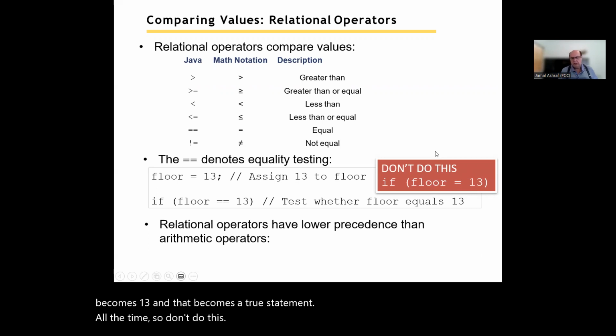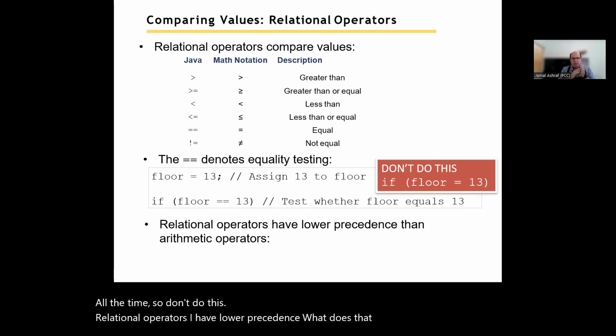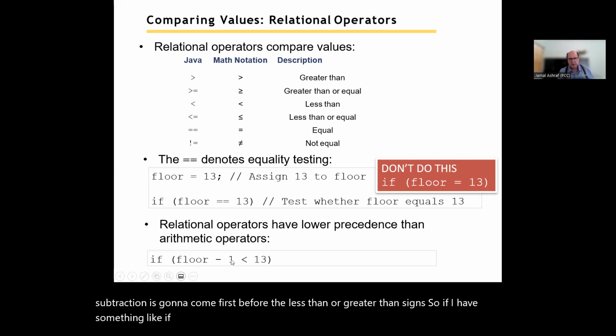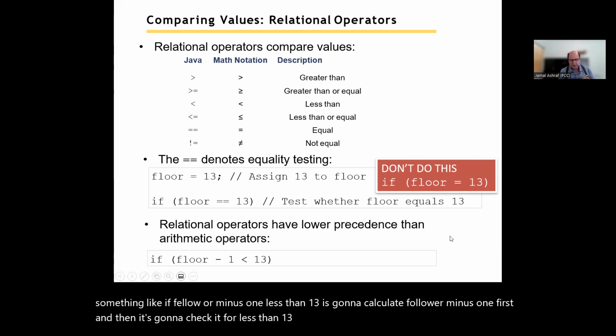Relational operators have a lower precedence. What does that mean? That means addition and subtraction are going to come first before the less than or greater than signs. So if I have something like if floor minus 1 less than 13, it's going to calculate floor minus 1 first, and then it's going to check it for less than 13. So this less than is going to happen later.